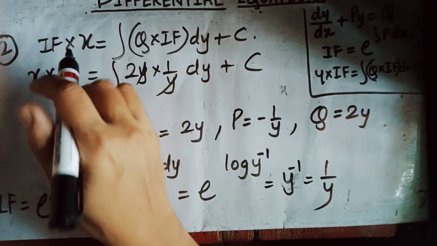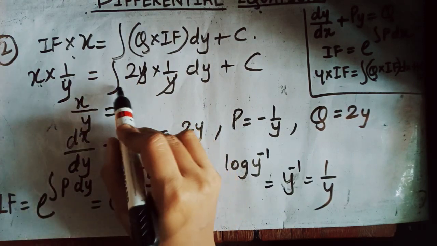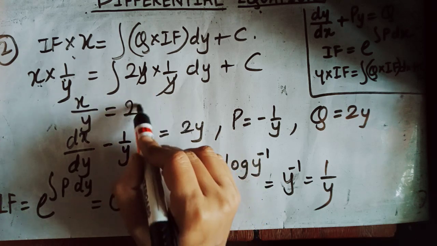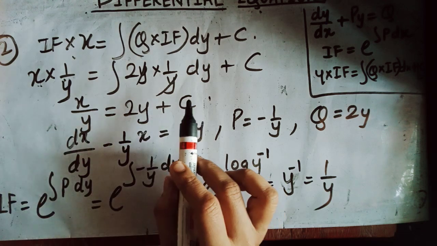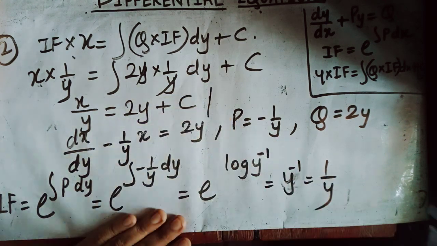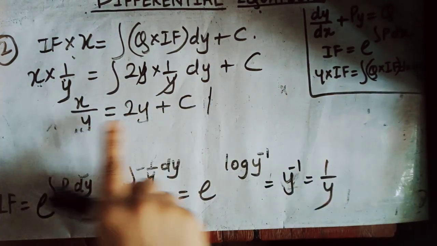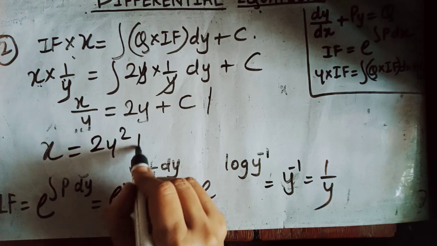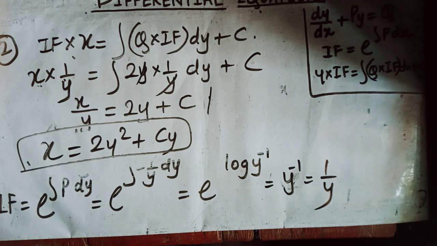So this will be x upon y equal to integral of 2, that is 2y plus c. So this is your answer. You can write it in terms of x only, by taking this y to the other side, so it will be x equal to 2y square plus cy. So this is the solution.